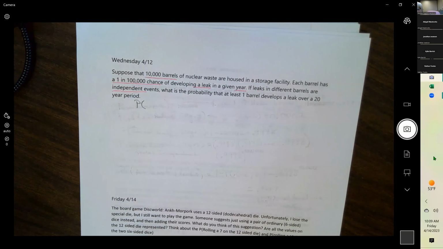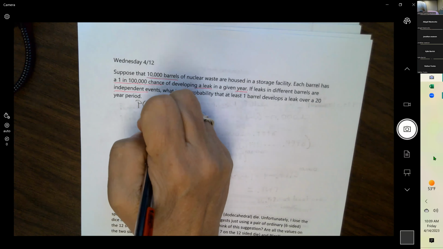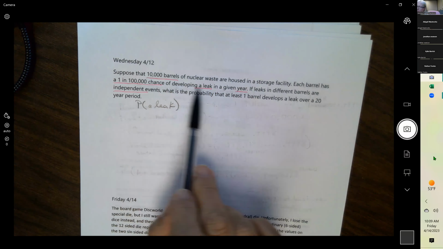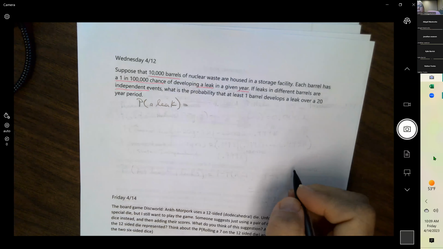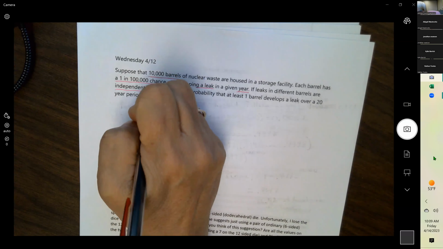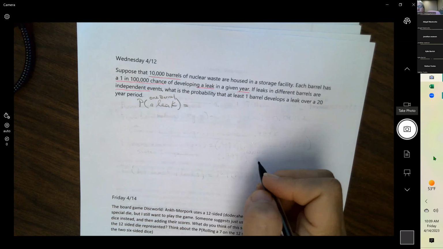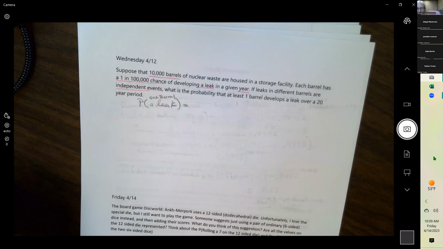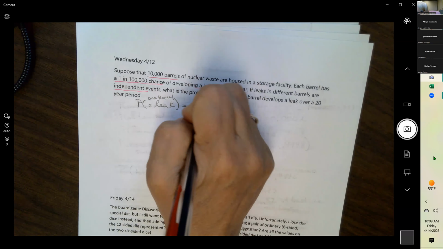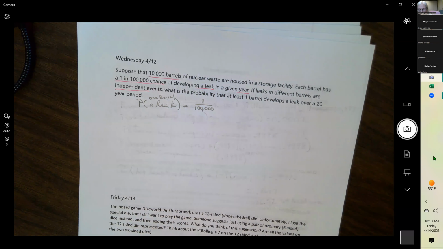So we could find the probability, wait, it was a leak, right? Yeah. The probability of a leak in one barrel. Well, the probability of a leak is 1 in 100,000. You could keep it as a fraction, or you can use the decimal, whichever one you want.